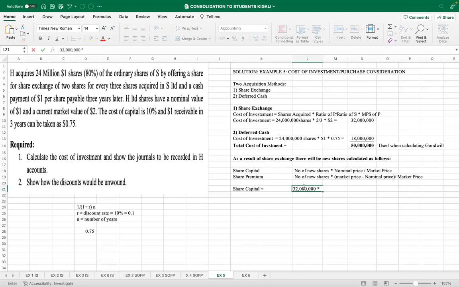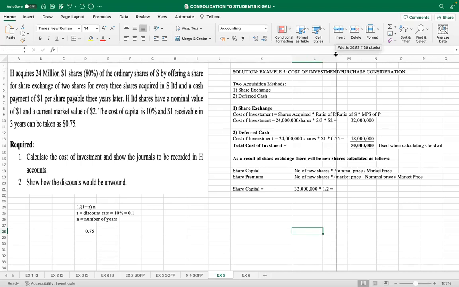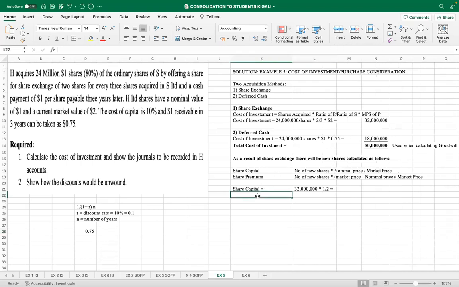times the nominal value of the share. H Limited shares have a nominal value of 1. So times 1 divided by the market price, which is 2. Divide by 2. That is what goes to the share capital. The balance goes to the share premium.